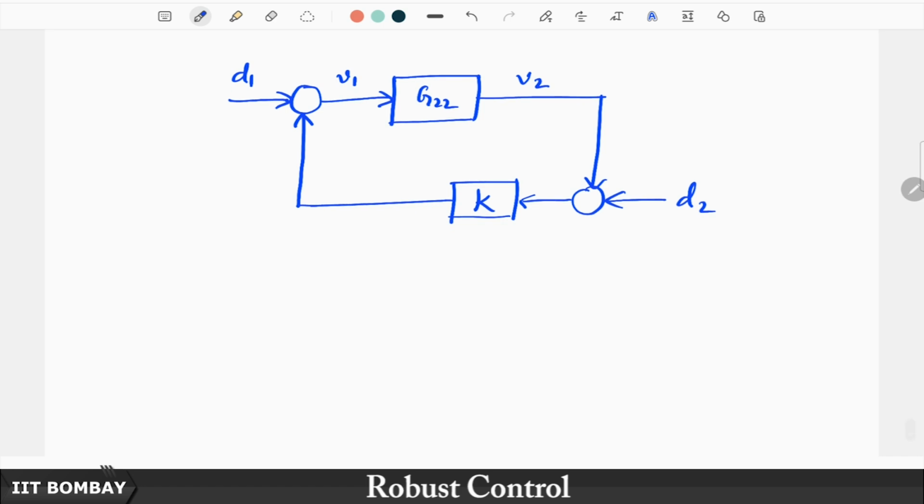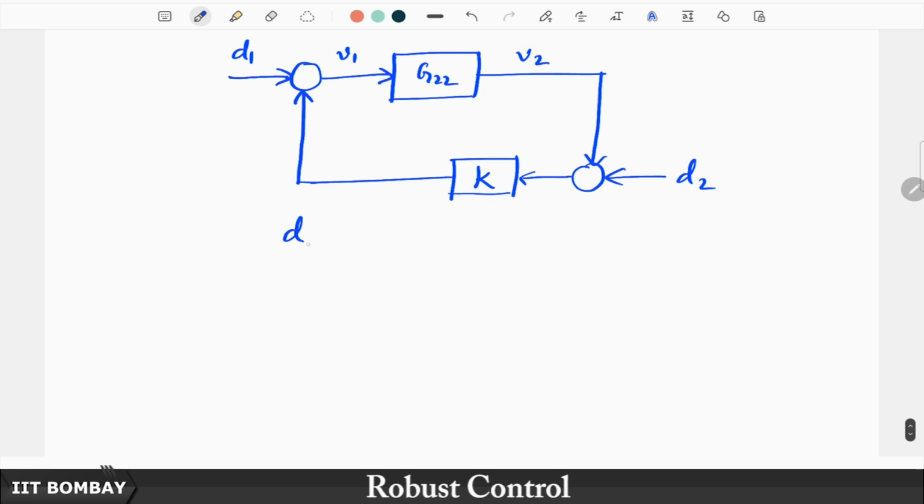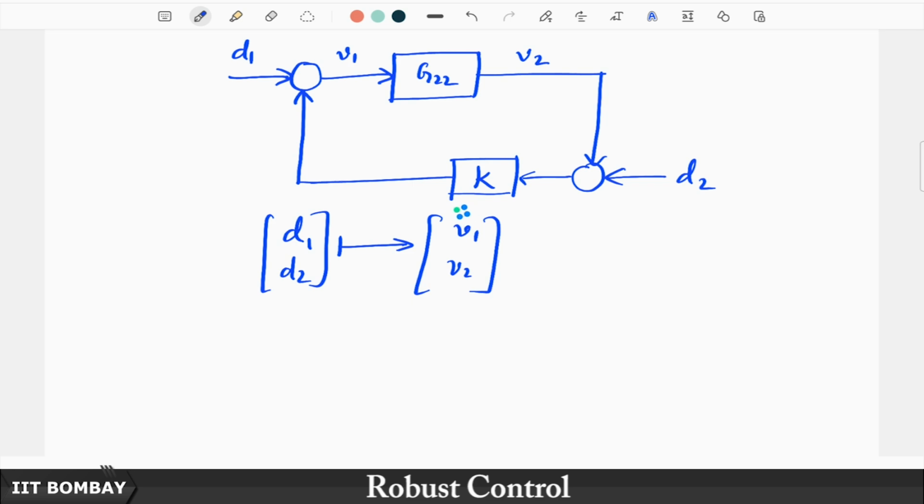So, we showed you that if you can just design this K so that the map from D1 D2 to V1 V2, this particular transfer function, is stable, then it turns out that this same K would serve to internally stabilize the original configuration with which we have familiarized ourselves by now. Okay. So, now again, how do we characterize, how do we generate a whole family of such stabilizing controllers?